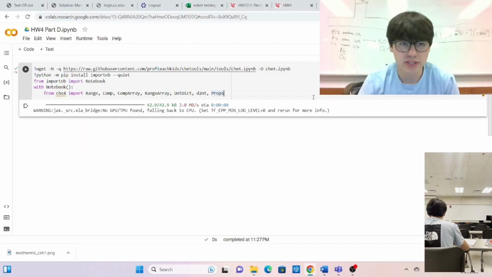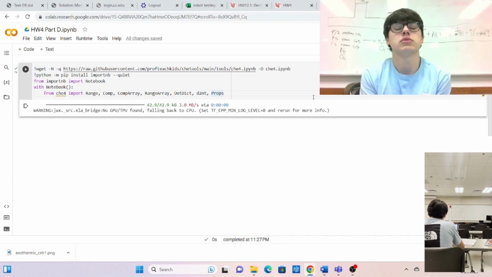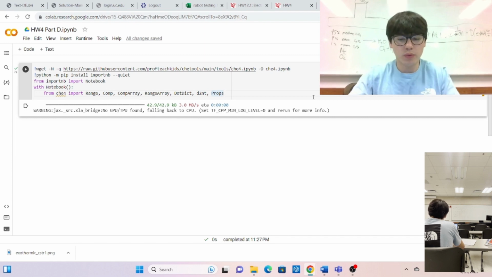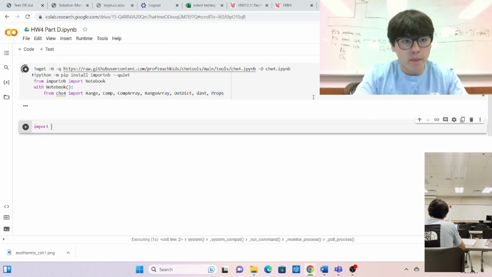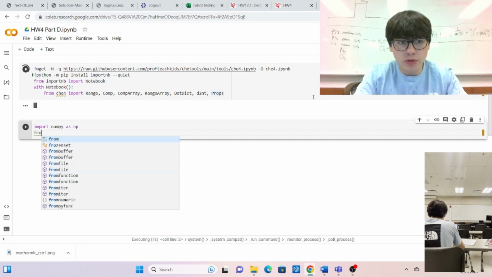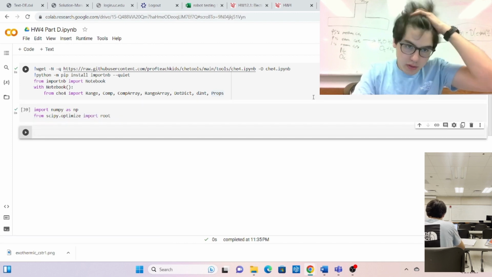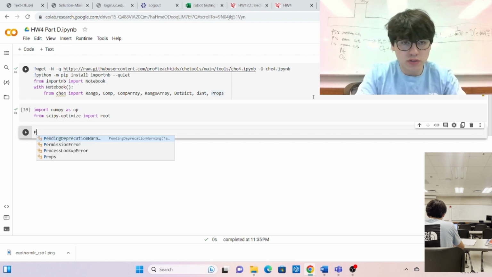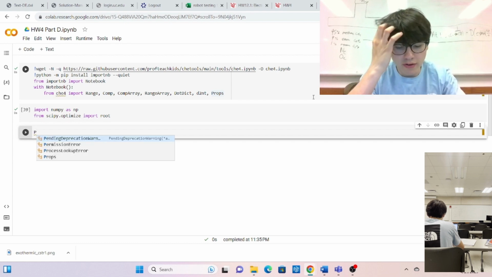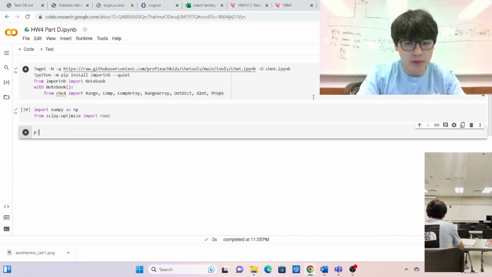All right, so we're going to start off by coding this. I've imported the template in the GitHub site to use the props that we need to solve this problem. So we'll start off now by importing numpy as np, and we're going to need the root solver. So from scipy.optimize, we're going to import root. And then we need to pull our compounds or our substances from the props. So we'll call it P, and that will equal props.